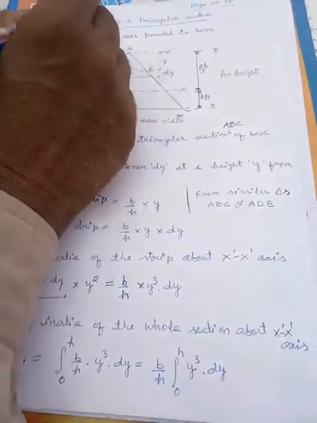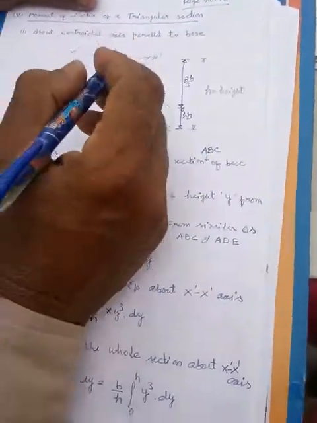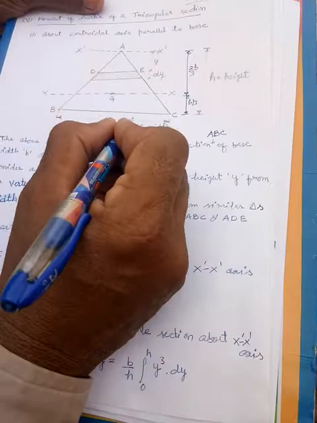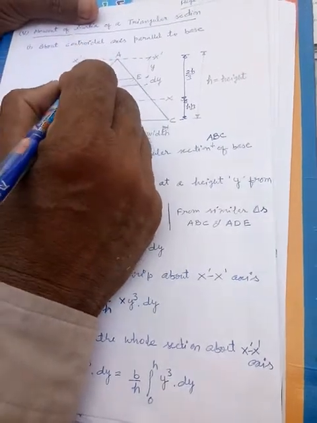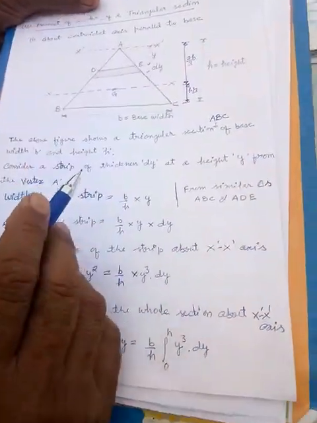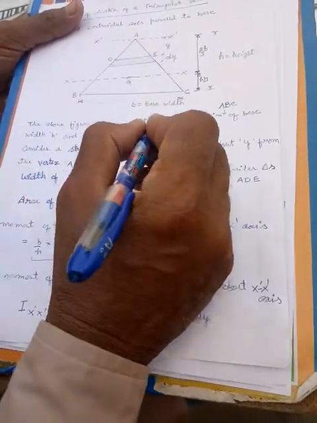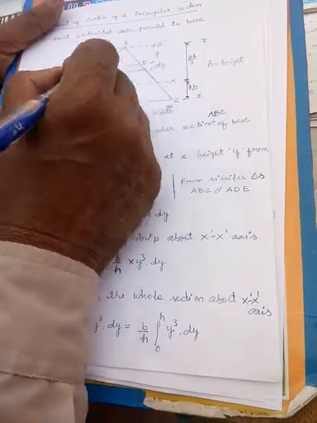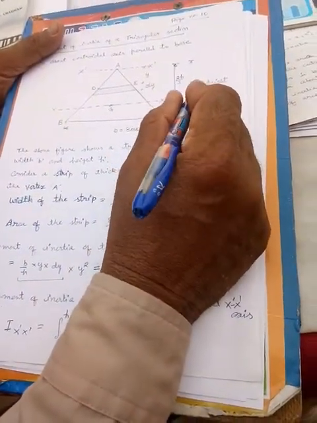Our next topic is the moment of inertia of a triangular section. The figure shows the triangular section ABC of base width b and height h. First of all, we will determine the moment of inertia about the centroidal axis parallel to the base. ABC is a triangle, the base width of this triangular section is b, and the height of the triangular section is h.